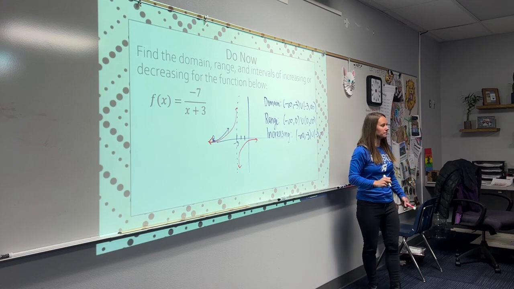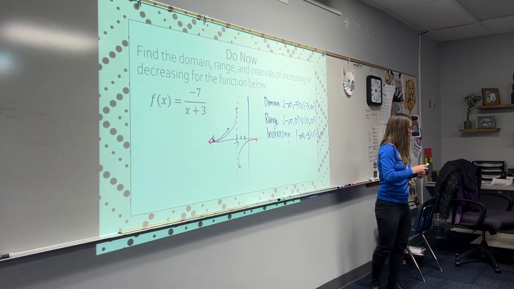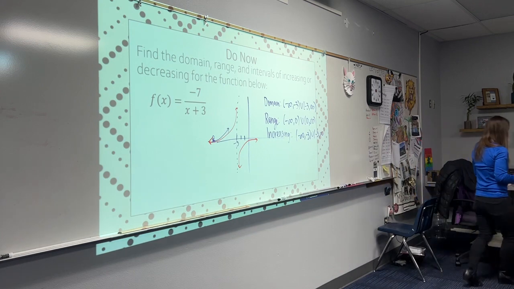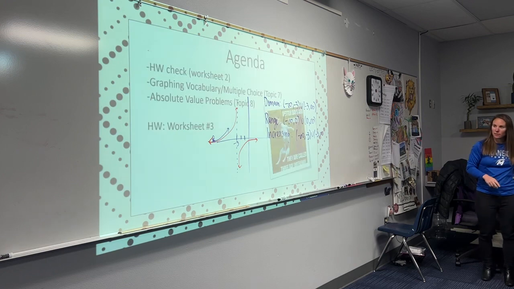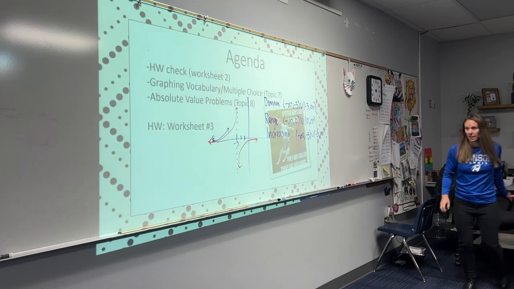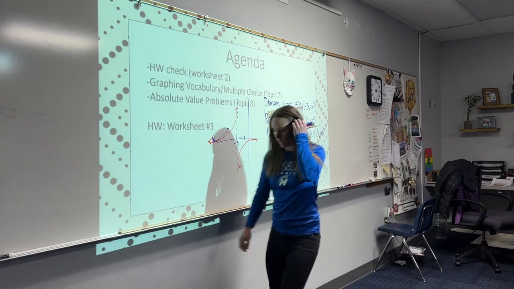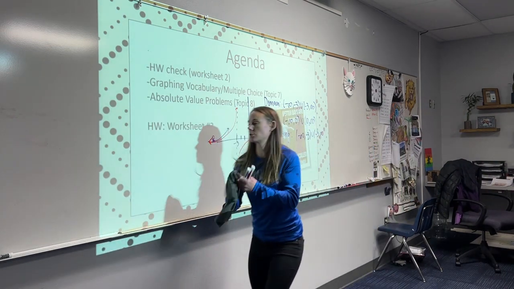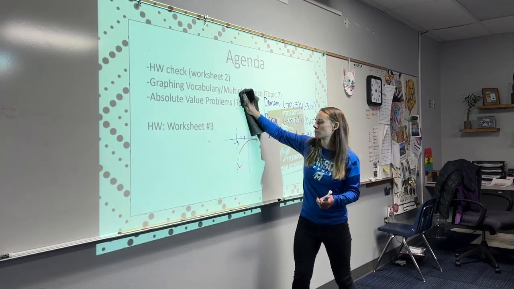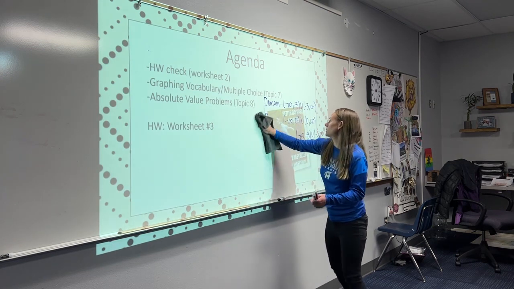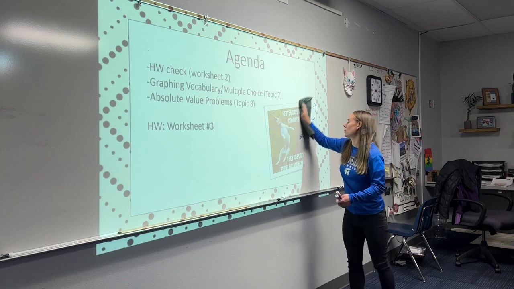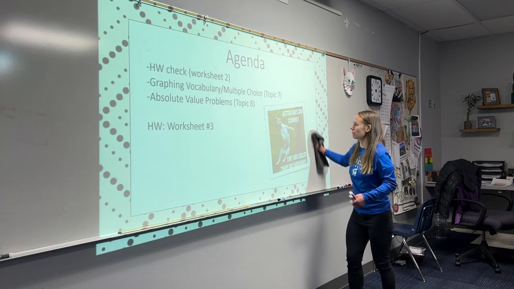Yep, there we are. All right, so we will take a look at the homework pretty briefly. We'll do the homework check, and then we will do topics 7 and 8 today. We're gonna look at graphs and answer some questions based off of new knowledge of vocabulary. And then we're gonna do some absolute value problems. And then your homework tonight is worksheet 3.